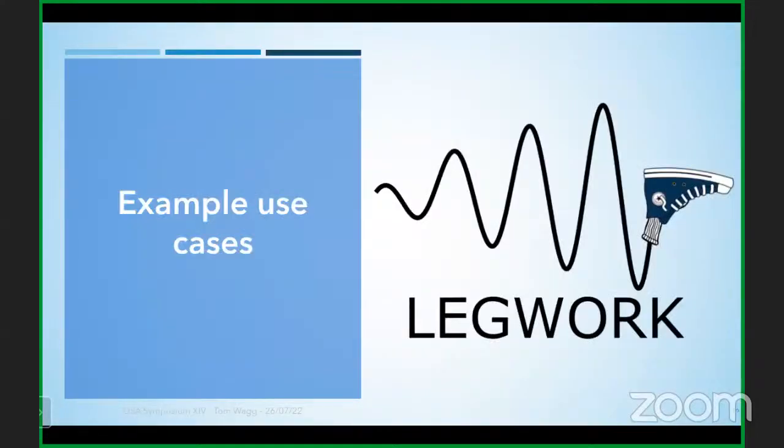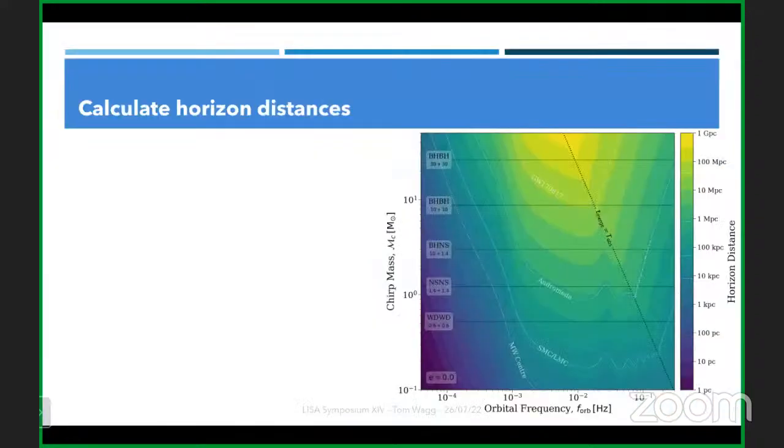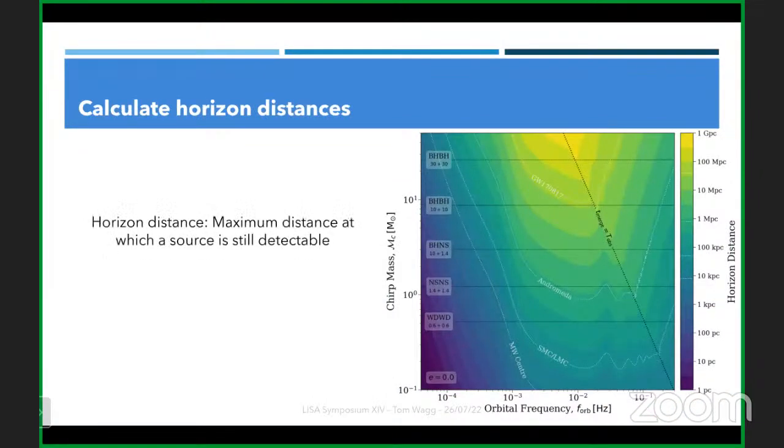And so, talking of examples, let's see some example use cases of Legwork, some things that you might want to do. First of all, here's a plot where I tried to calculate some horizon distances. The horizon distance is just the maximum distance at which a source is still detectable. What I've done here is got a grid of sources, all of them circular, just to make my life a little easier with visualizing it. On the x-axis, you've got orbital frequency: on the left, low frequency, things that are far away from merging; on the right, high frequency, things that are closer to merging. And on the y-axis, you've got the chirp mass. The bottom are low mass things, the top are higher mass things, and note that's a log scale as well.